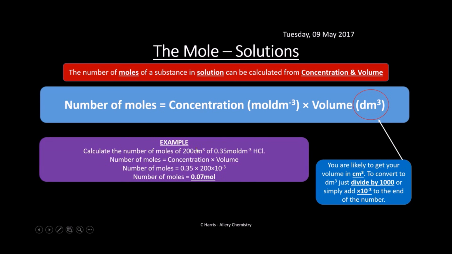So calculate the number of moles in 200 centimeters cubed of 0.35 moles per dm cubed of HCl. So the number of moles is the concentration, 0.35, times the volume, which is 200. Get that into decimeters cubed. So the way we do that is we take the concentration, 0.35, times the volume, times 10 to the minus 3. That basically converts it into decimeters cubed, because that's the same as dividing by 1,000. And we get the number of moles to be 0.07 mole. Okay, so times 10 to the minus 3, it's the same thing.